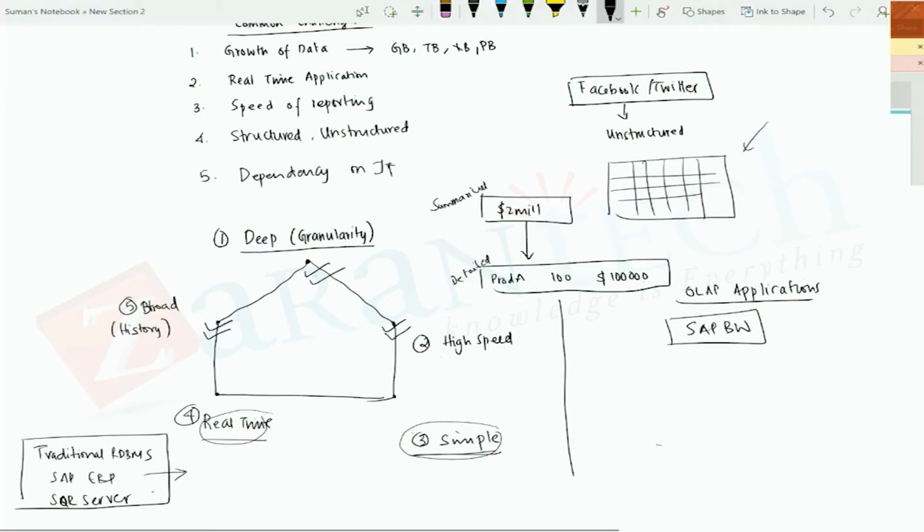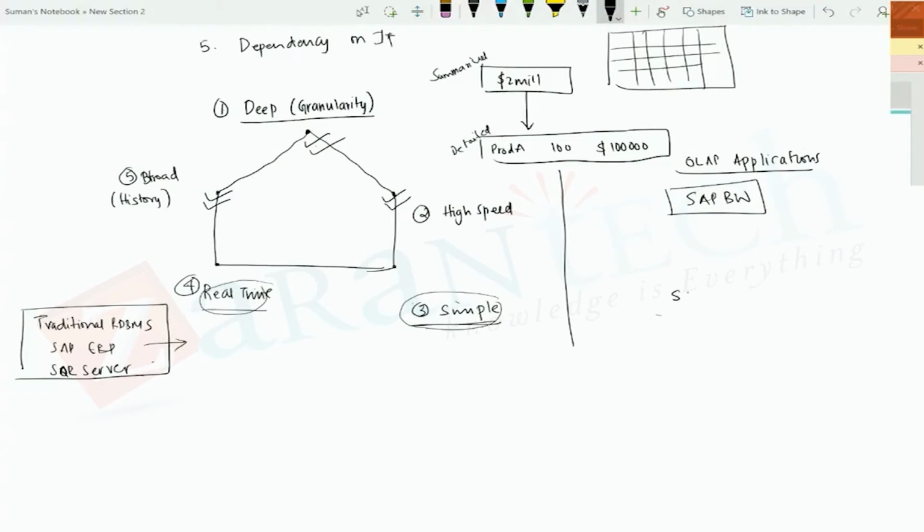So when SAP started coming up with this product called SAP HANA, the focus was mainly on solving all 5 requirements of an organization. SAP HANA, as we mentioned, can store deep granularity of information. Any volume of data can be stored, and because of its underlying technology, you're able to quickly get into the details from a higher level to a lower level.